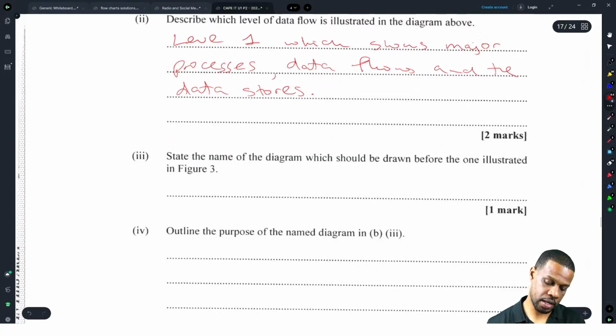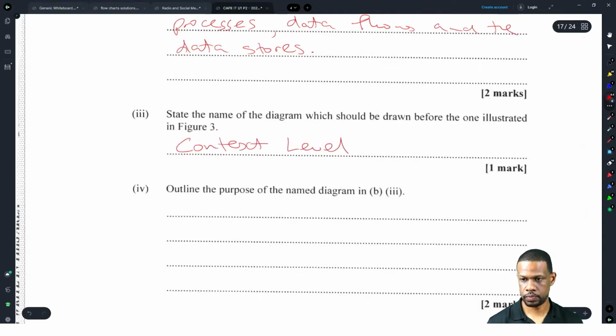State the name of the diagram which will be drawn before this. Before that will be a context level diagram, because you do the context level and then you break it down.